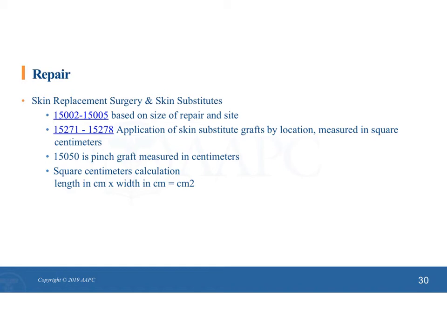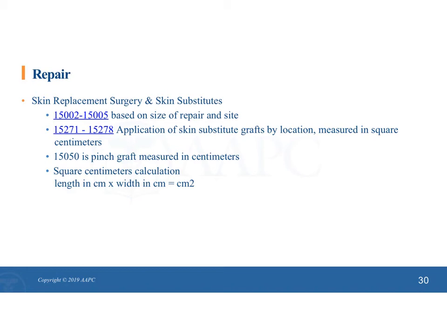Let's go look at code 15273 in your CPT code book. It states application of skin substitute graft to trunk, arms, legs, total wound surface area greater than or equal to 100 square centimeters. First 100 square centimeter wound surface area, or 1% of body area of infants and children.